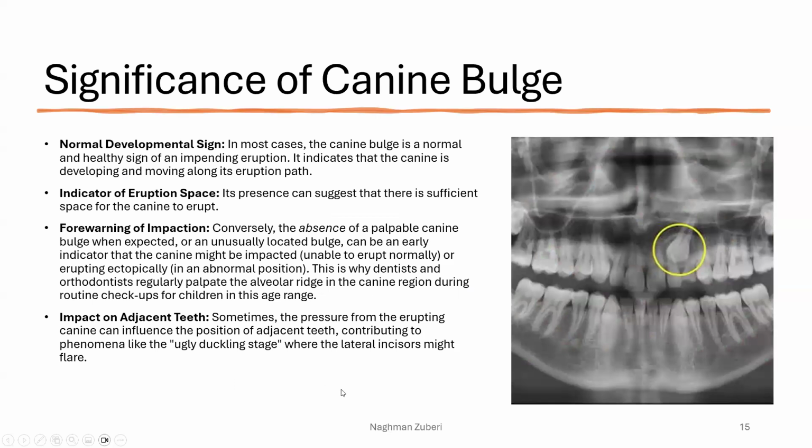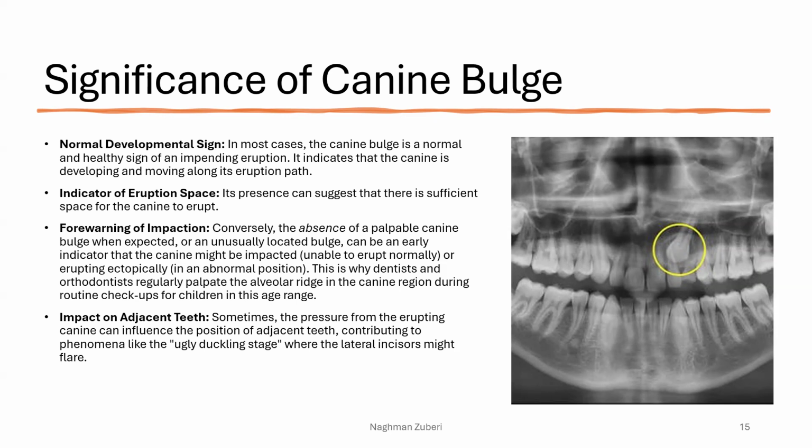Significance of this canine bulge, normal development sign. In most cases, the canine bulge is a normal and healthy sign of an impending eruption. It indicates that the canine is developing and moving along its eruption path. Indicator of eruption space, its presence can suggest that there is sufficient space for the canine to erupt. Forewarning of impaction. Conversely, the absence of a palpable canine bulge when expected, or an unusually located bulge, can be an early indicator that the canine might be impacted, unable to erupt normally, or erupting ectopically in an abnormal position.